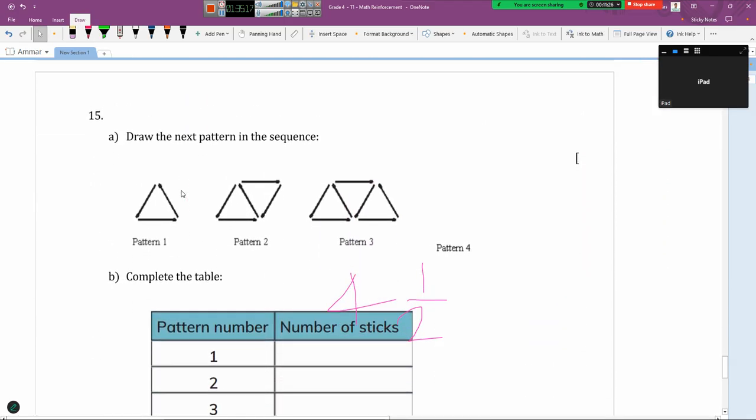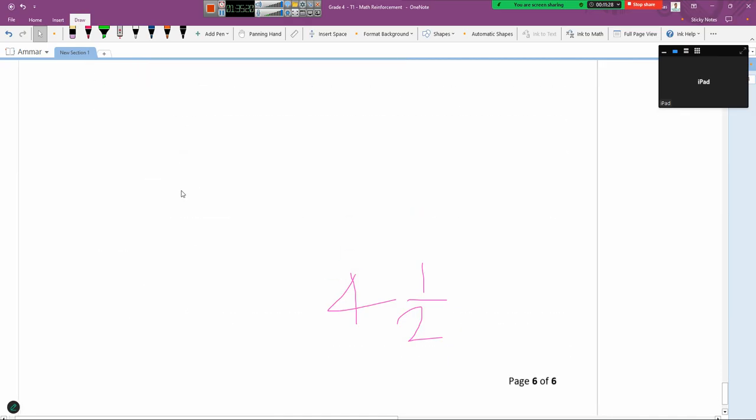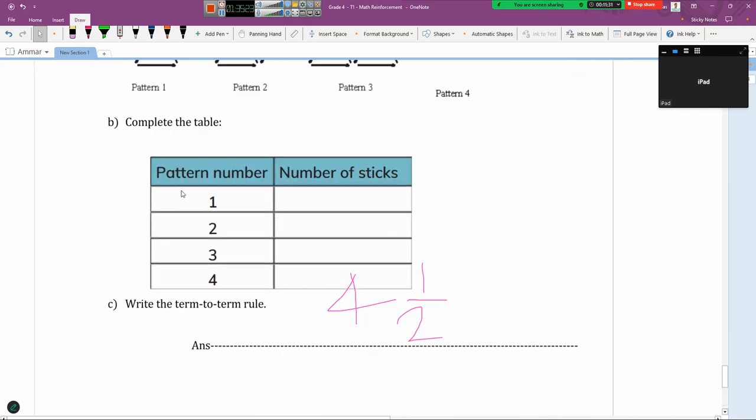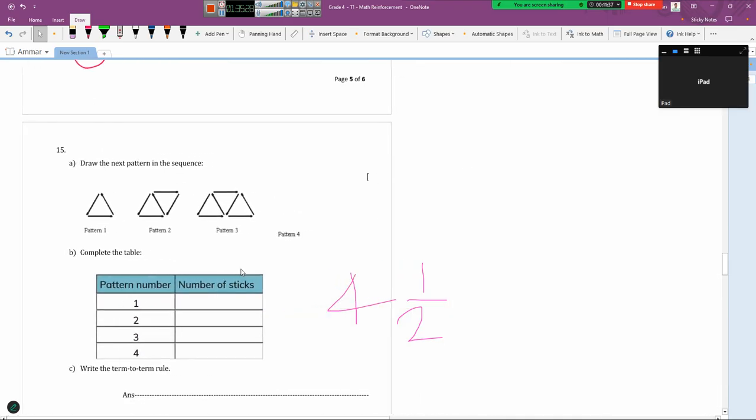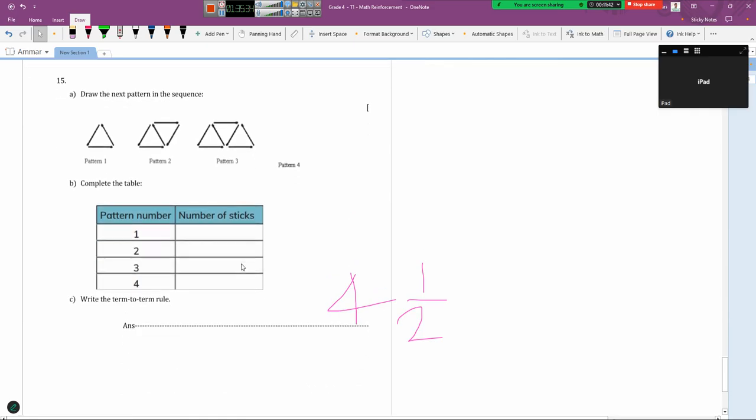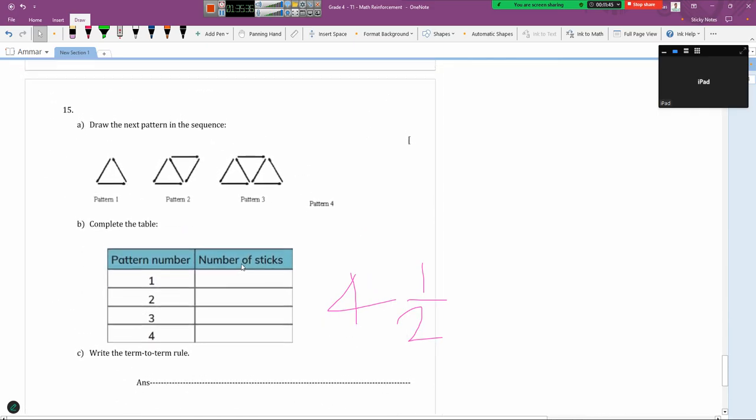Now, shall we try to do this one? The 15th one. Did you do this question? Yeah, sir. I did. What's the answer? Did you try the question earlier? Okay, so draw the next pattern in the sequence. How can you draw that? Should I draw? Yeah.